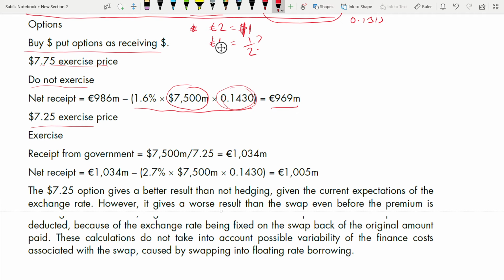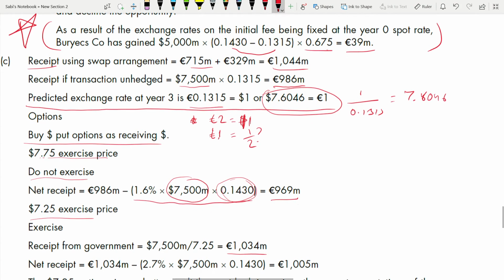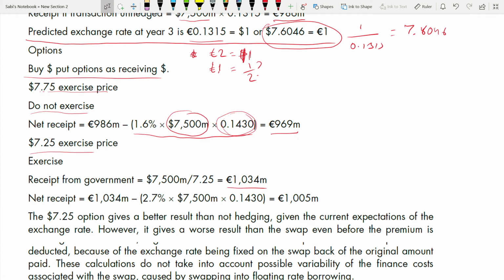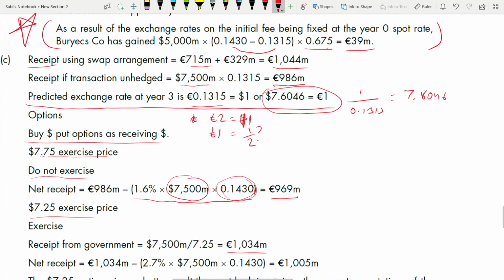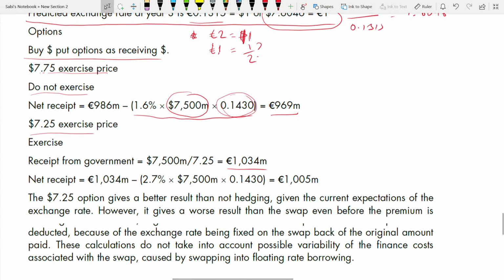How receipt from government is 7,500, that we know, divided by the exercise price, and just see the receipt you are getting 1034. This is more than the amount unhedged, but still it is less than the swap, and net receipt will be deduct that 1034 by the premium 2.7% into 7,500 into again today's spot rate, so you are getting 1,005. It is still less than using swap, but still more than the amount unhedged, so it is better to hedge using the second option, second exercise price.